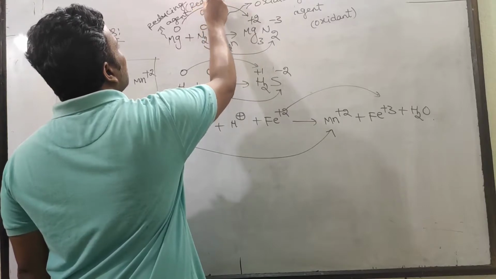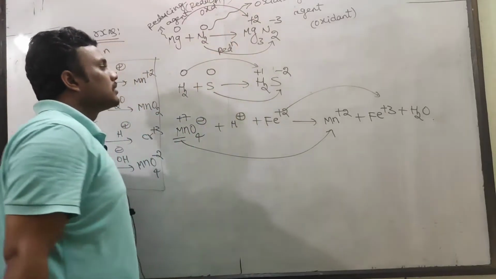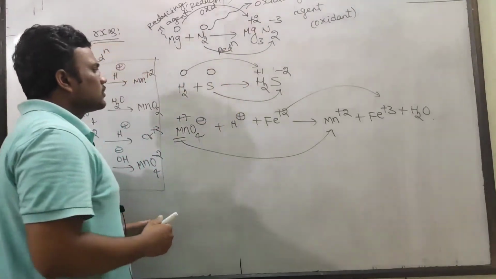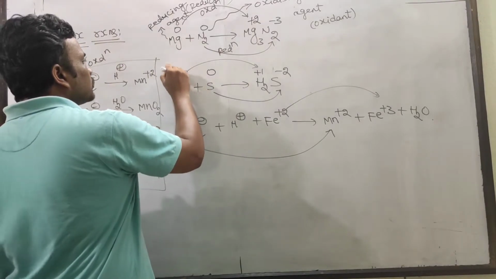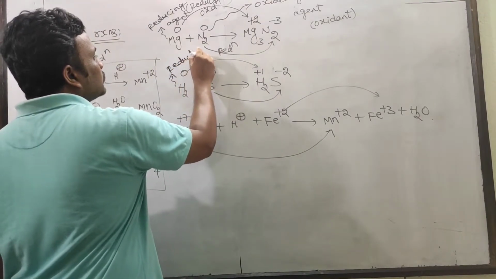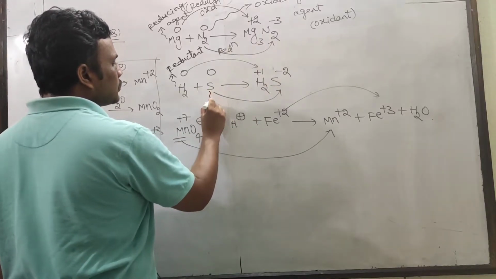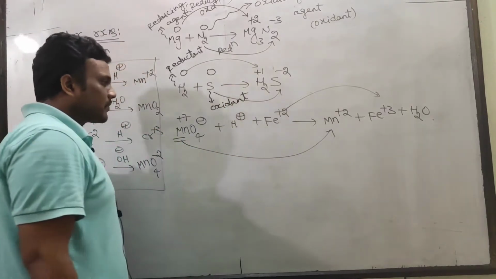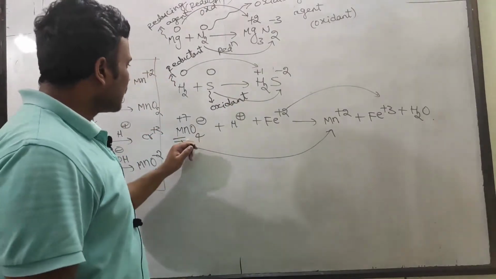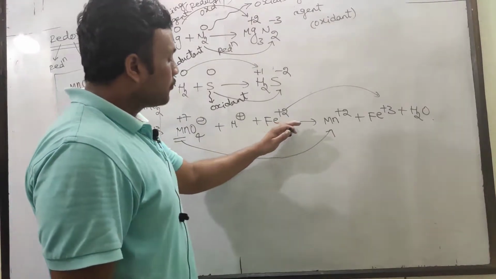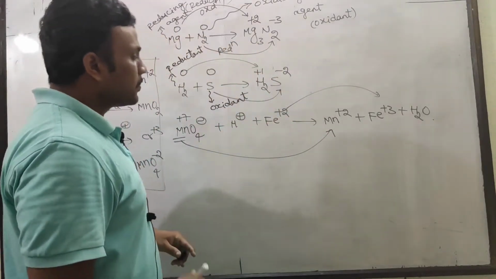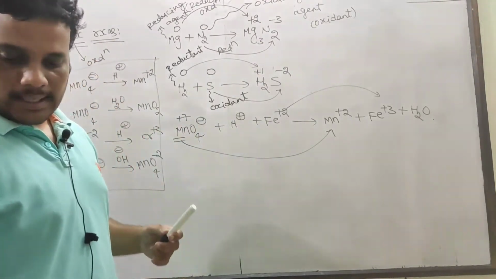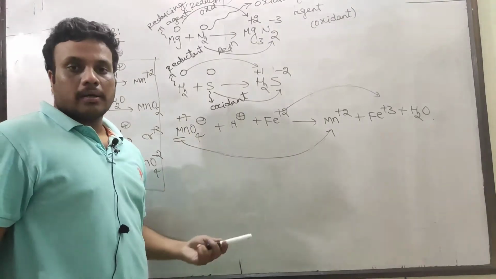Reducing agent is called reductant. That is also correct. Here hydrogen is undergoing oxidation, so hydrogen is the reducing agent or reductant. Sulfur is undergoing reduction, so sulfur is called oxidizing agent or oxidant. Permanganate is undergoing reduction, so permanganate is the oxidizing agent. Ferrous is undergoing oxidation, so Fe+2 is called reducing agent. So this is the way to understand oxidizing and reducing agents in a redox reaction.